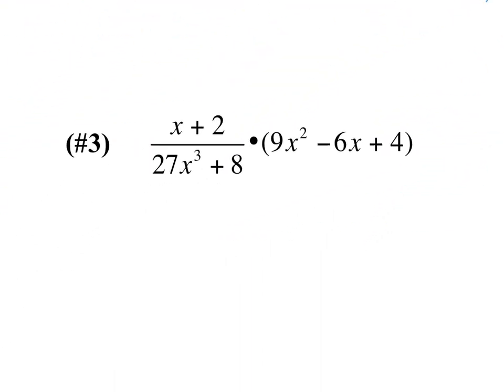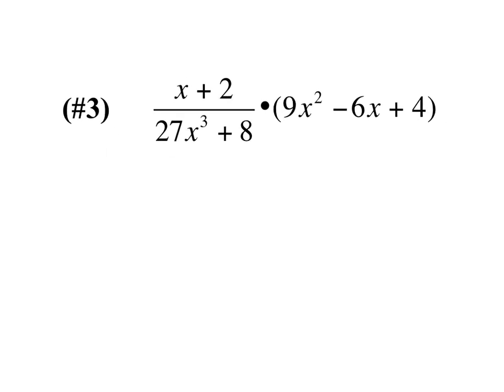All right, let's talk about number 3 now. x plus 2 over 27x cubed plus 8, all times 9x squared minus 6x plus 4. Well, GCF are things we can factor here. No GCFs. This one's not going to be any pattern really, but the bottom left is called a sum of cubes. It's a sum of cubes.